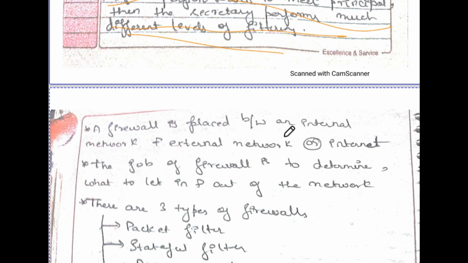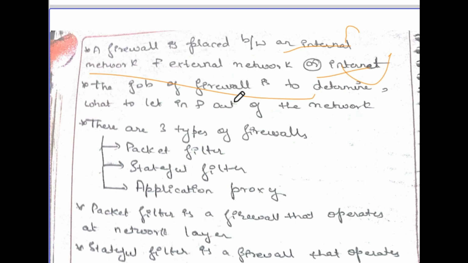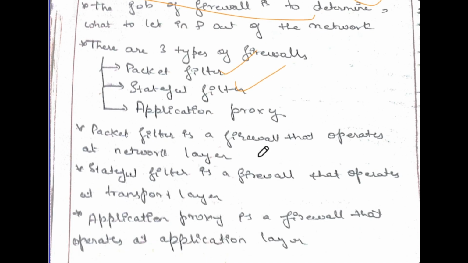A firewall is placed between an internal network and an external network or the internet. The internal network is said to be a safe network. The external network is said to be an unsafe network. The job of a firewall is to determine what to let in and what to let out of the network. It has the right to decide who can come in and go out of the network. Three types of firewall are packet filtering, stateful filtering, and application proxy server.